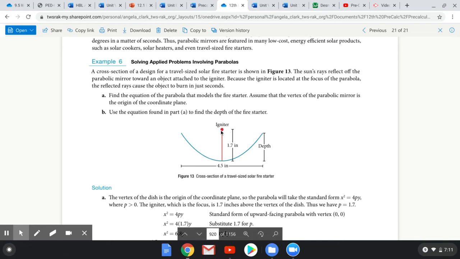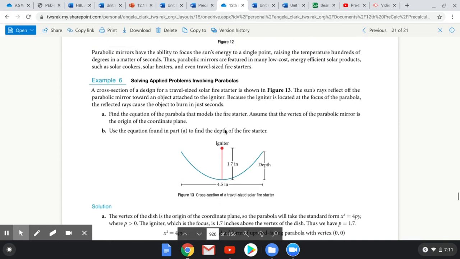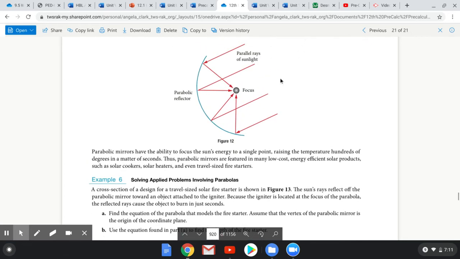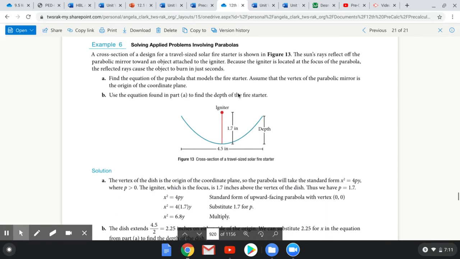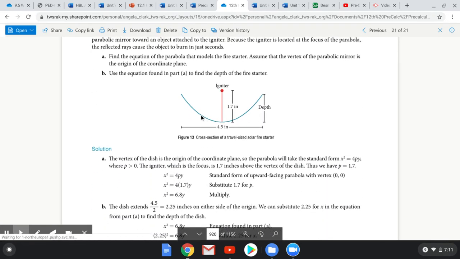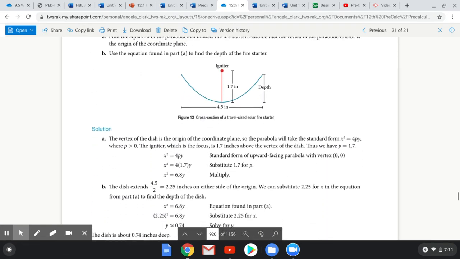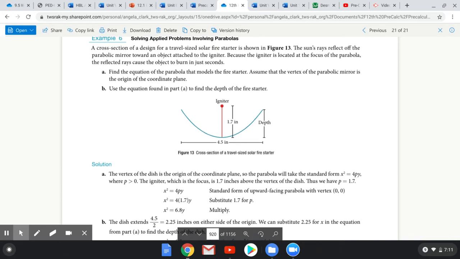Because the igniter is located at the focus of the parabola, the reflected rays cause the object to burn in just seconds. So here's kind of a picture. Light comes in, hits the focus. So we are trying to figure out the equation for the parabola.